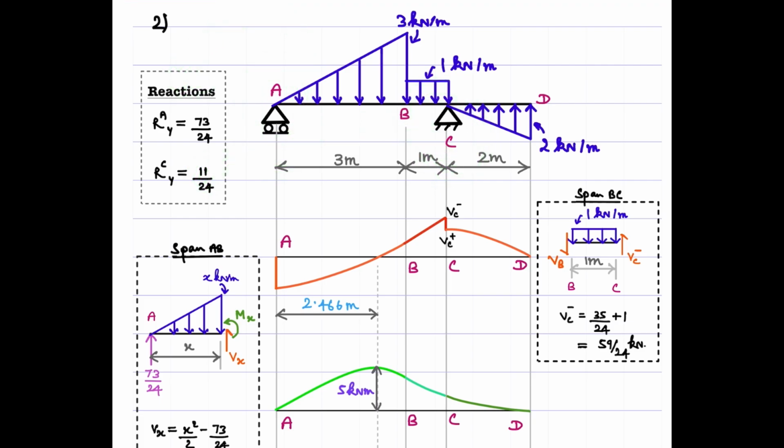Now we need to consider segments AB, BC, and CD separately. Why? Because you have a different kind of load acting on each of these segments, right? So if we first consider the span AB, one should start with first the reaction at the left hand, right? So the reaction is here 73 by 24, which is upward, right? So if it is left hand and it is upward, it should mean a negative ordinate to us. So one should start with this negative ordinate here.